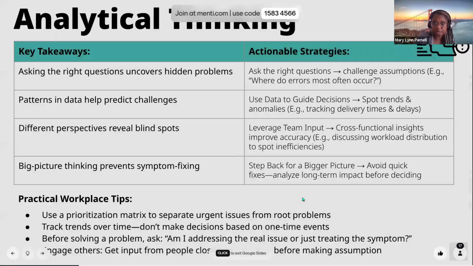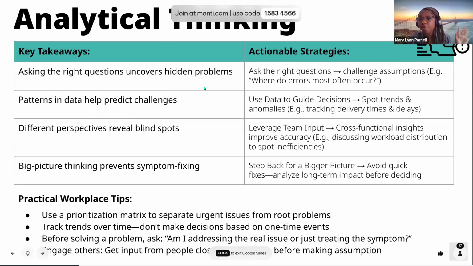In summary, some of our key takeaways that we talked about were making sure we ask the right questions, which uncovers hidden problems. If anyone can remember how many whys we're supposed to ask, the 5. Oh, I already gave you the answer. You can put it in the chat for me, but I gave it to you. But asking the right questions, challenging assumptions. Where do errors most often occur?